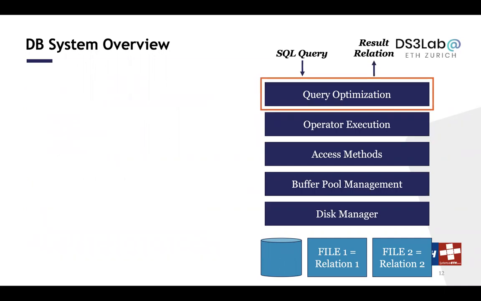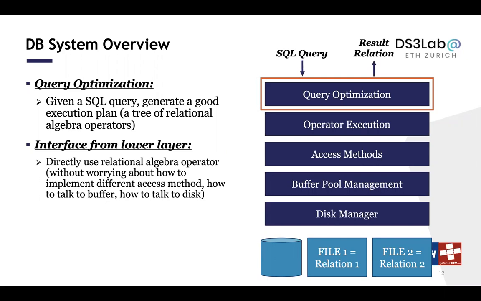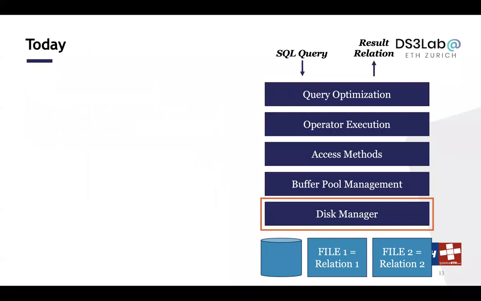And then we go one layer up. This is the query optimizer. Given a SQL query, which corresponds to a relational calculus query, you generate a good execution plan. What is an execution plan? It is a tree or DAG of relational algebra operators, which corresponds to a relational algebra expression. Given that, it's going to call the operator execution layer to actually run that relational algebra expression. Okay, so today we are going to talk about the disk manager, and in the next couple of lectures, we are going to go all the way from the bottom to the top.